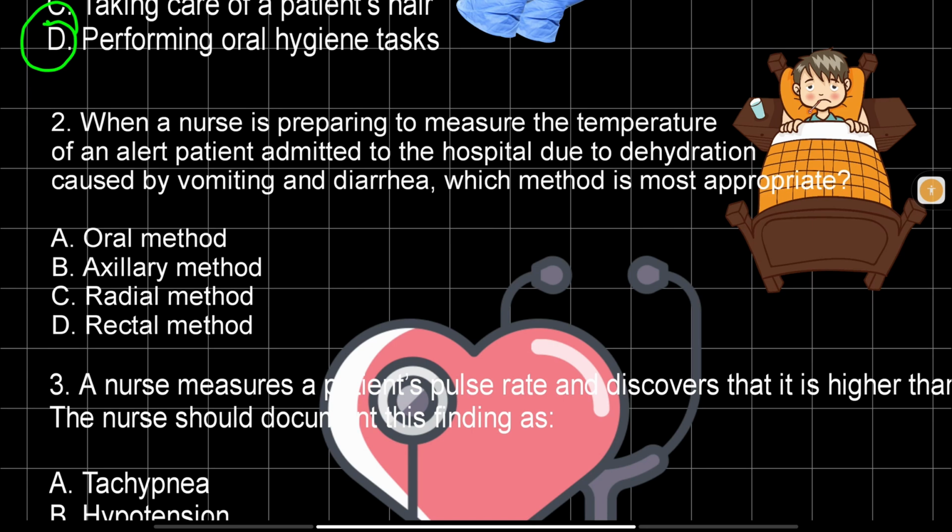Going back, so you are preparing to take body temperature. Kukuha ka daw ng body temperature. Ito yung picture, ayan. Pero ang scenario mo, ang pasyente mo is admitted due to vomiting and diarrhea. How are you going to get the body temperature of your patient who is experiencing vomiting and diarrhea? That's a chief complaint. Is it A, oral method? Tatadyakan kita. Is it B, axillary method? Is it C, radial method? Or D, rectal method? Your 5 seconds starts now.